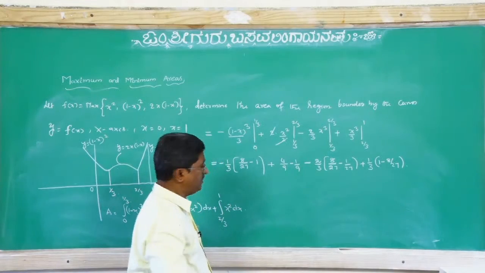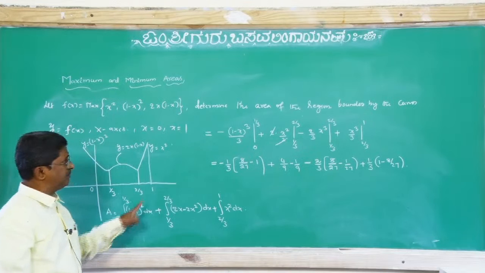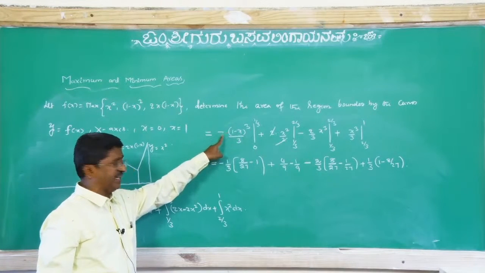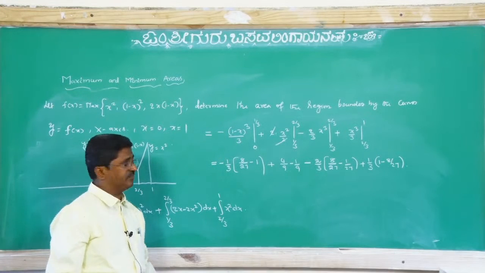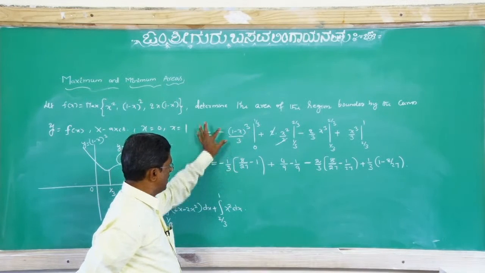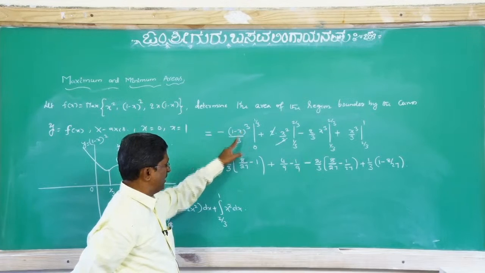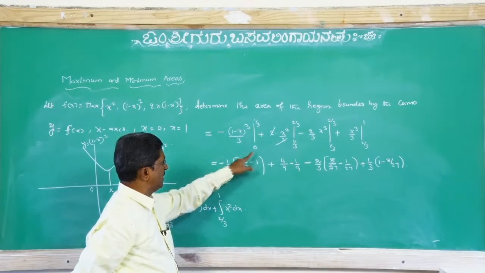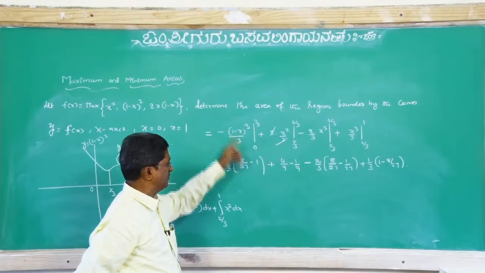Once again, integrate (1 minus x) whole square, which gives (1 minus x) whole cube by 3 into the coefficient of x, minus 1, kept outside, over the interval 0 to 1 by 3. F of the upper limit x equal to 1 by 3 substituted, minus 1 by 3 kept outside. 1 minus 1 by 3 means 2 by 3, whole cube means 8 by 27, minus the lower limit x equal to 0 substituted, which is equivalent to 1.